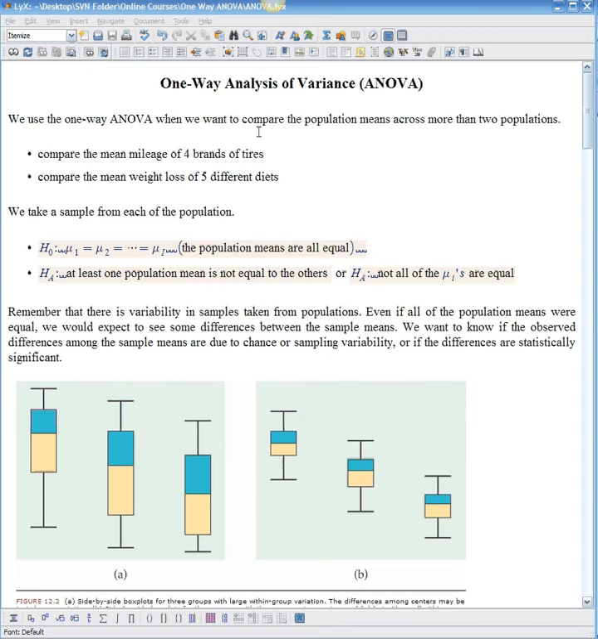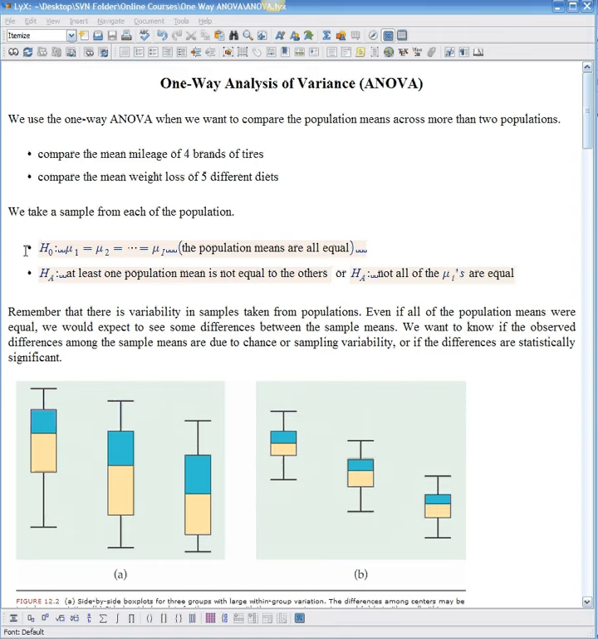Okay, so this would come in if you want to compare the mean mileage of, say, 4 brands of tires, so then you'd have 4 groups. Or you want to compare the mean weight loss of 5 different diets, then we'd have 5 groups. And so we just take a sample from each of the populations and we want to compare their sample means to try and decide if we think that their population means are equal. So again, just like we did when we had two populations and we did a two-sample t-test or z-test.